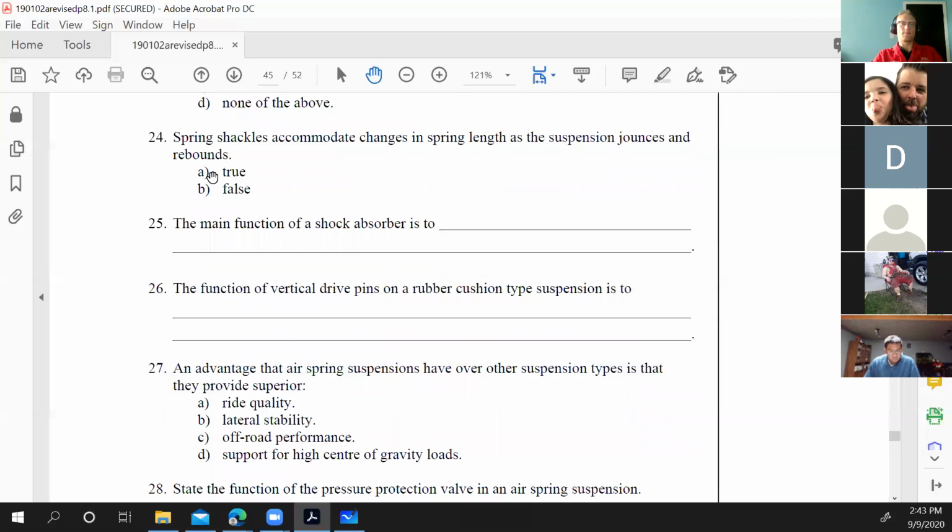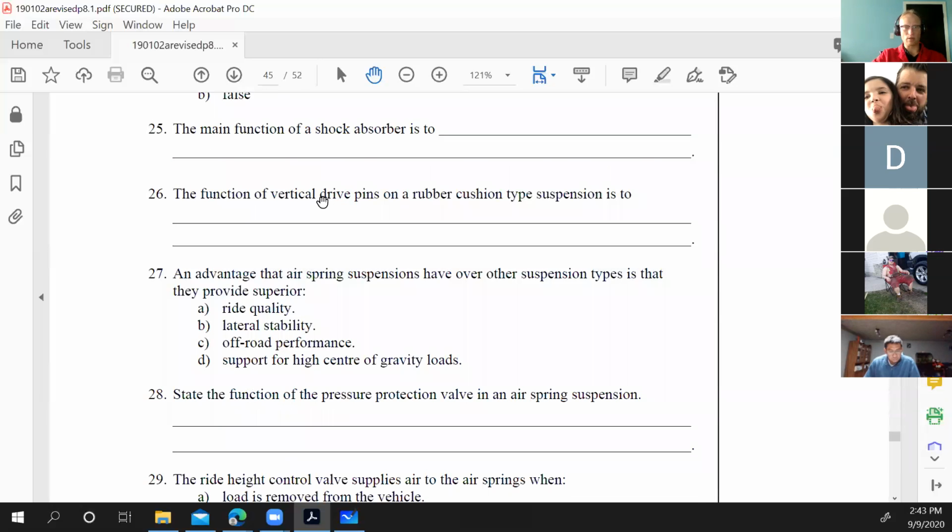The auxiliary springs are going to help support the vehicle when it is what? Loaded. Yep, loaded. The spring shackles accommodate the change in spring length as the suspension jounces and rebounds. True. Absolutely. Main function of the shock absorber. How would you guys word that? Prevent oscillation in the springs. That is exactly it. Prevent spring oscillation.